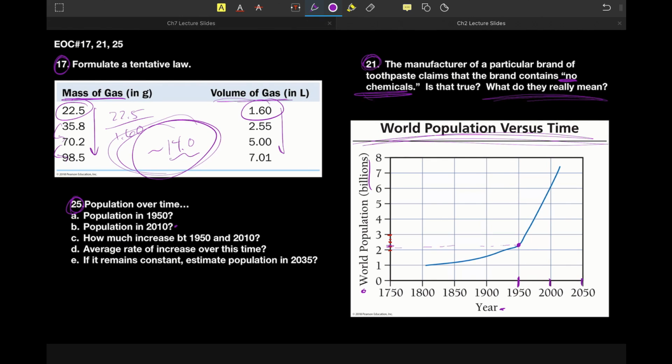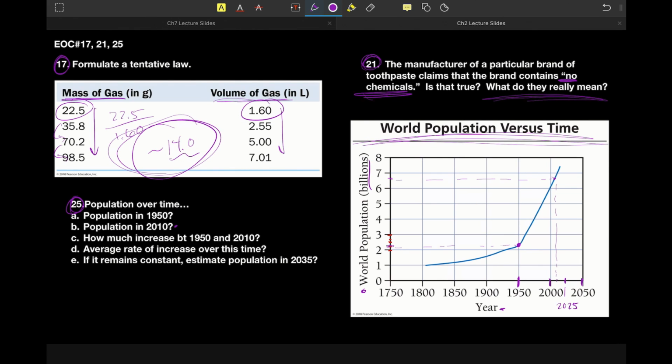Then for the world population in 2010, here's 2000, here's 2050. There's about the halfway point, and that would put us at 2025. So 2010 would be somewhere around the halfway mark there. Yes, just under the halfway. So if we carry that up and then carry that over, same thing, that's going to be about 6.75 billion people.